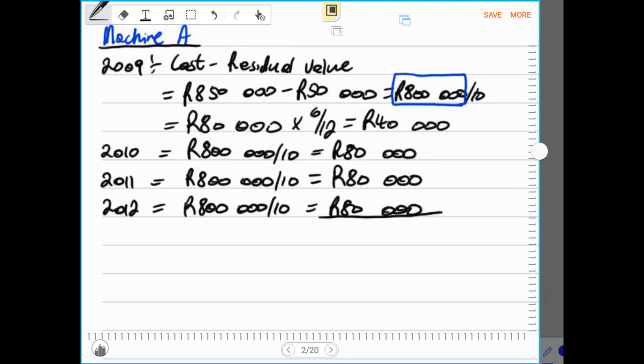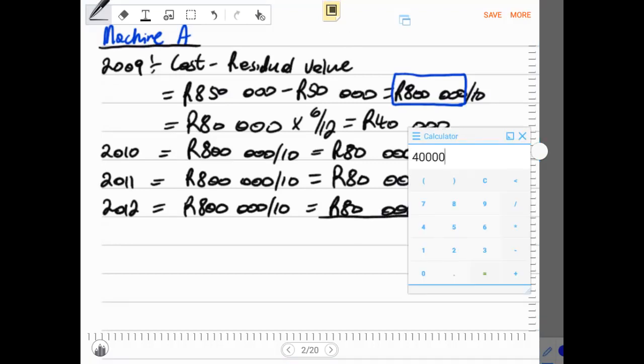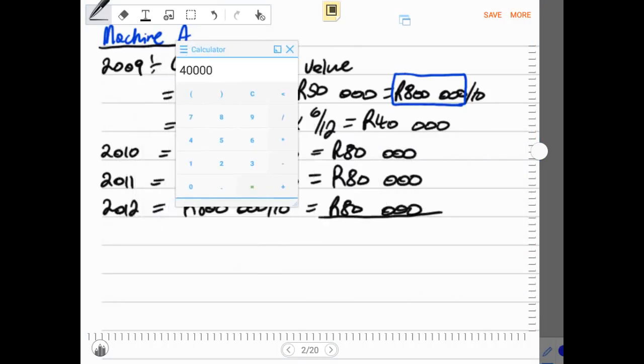So now we have to add this 80,000 for 2010, 11, and 12, plus the 40,000 of 2009: 40,000 plus 80,000 plus 80,000 plus 80,000.